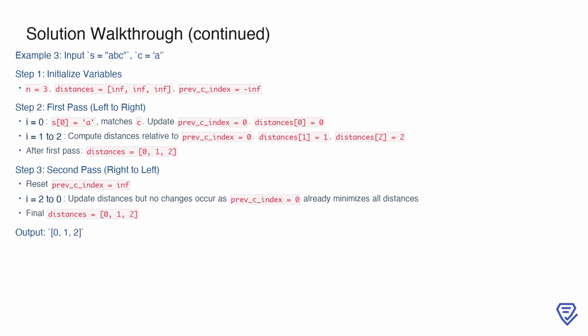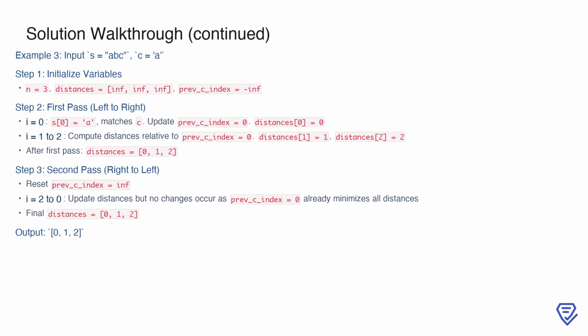At index 0, the character is a, which matches the target. We update preb_c_index to 0 and set the distance at index 0 to 0. For the subsequent indices, we calculate distances relative to preb_c_index. At index 1, the distance is 1 minus 0, or 1, and at index 2, the distance is 2 minus 0, or 2. After this pass, the distances array is 0, 1, 2.